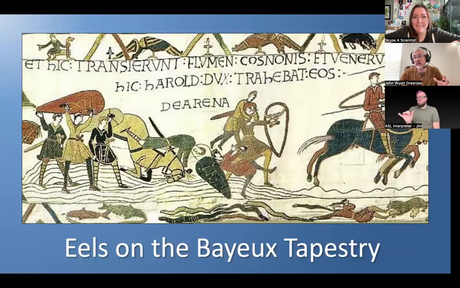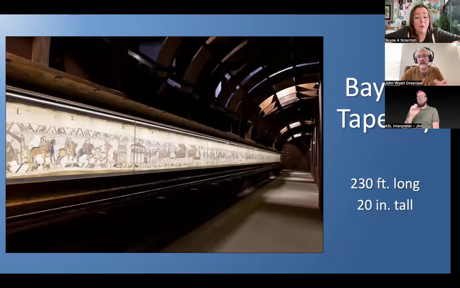They also show up in art in English history, all over the place. This is maybe one of the most famous examples. This is from the Bayeux Tapestry, which looks kind of like this. It's a tapestry talking about William of Normandy's conquest of England in 1066. And it's really fascinating. As you can see here, it's 230 feet long and 20 inches tall, so it's really long and kind of narrow. But there's eels in it, and there's eels in lots of other places in English art as well.